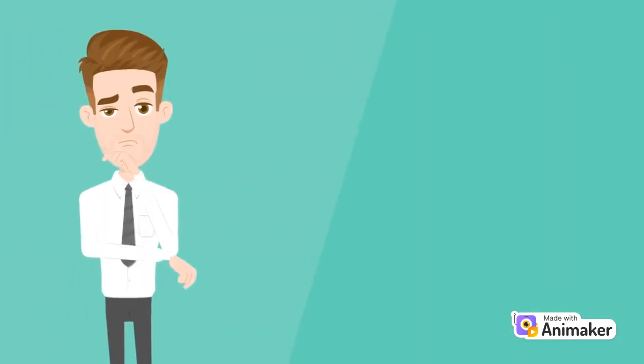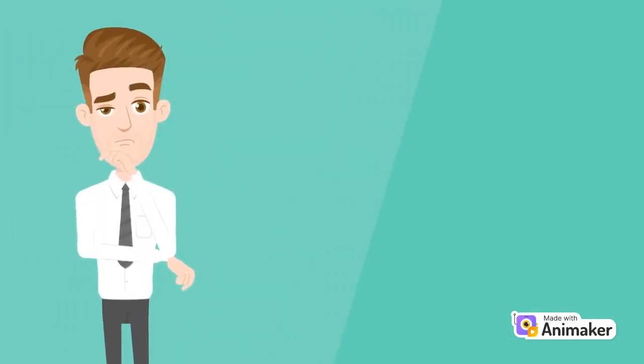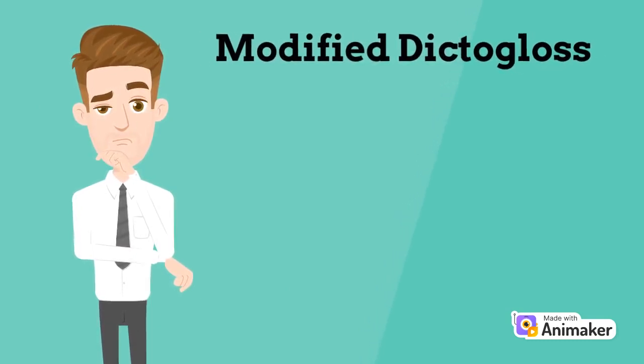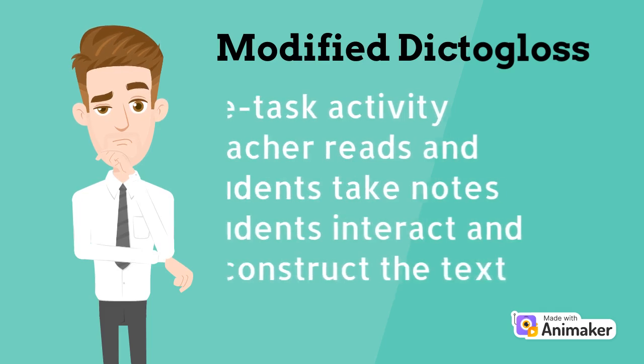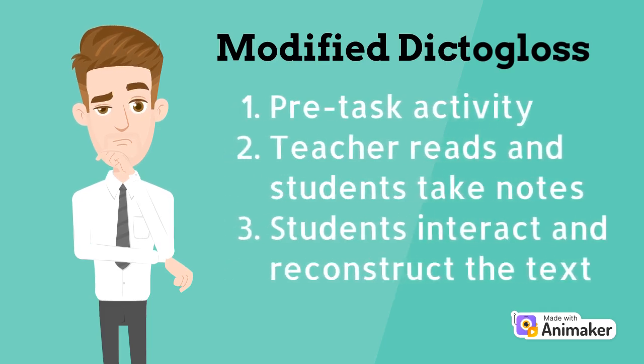You might have heard of Dictogloss before. Now we modify it to teach collocation. The way a modified Dictogloss works involves 3 steps. First, teacher chooses a pre-task activity depending on learner's proficiency. This pre-task activity requires learners to do something with the target collocations.